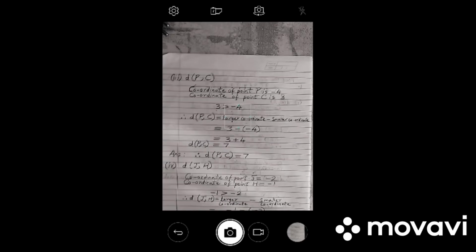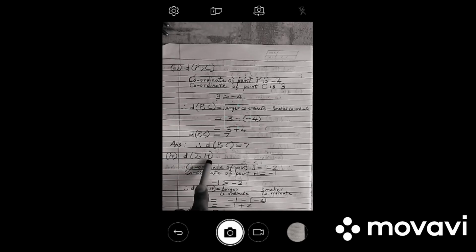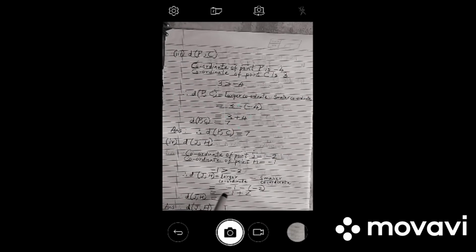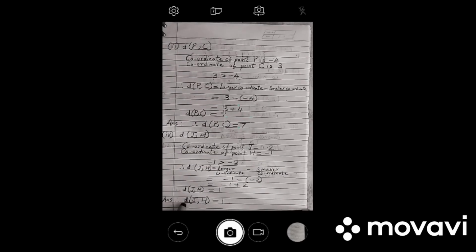Let us solve another sum, that is the fourth one. Distance JH. You have to find the distance of J and H. Therefore, the coordinate of point J is given as minus 2 on the number line and the coordinate of point H is given as minus 1. Therefore, we can see that minus 1 is greater than minus 2. Therefore, distance JH is equal to larger coordinate minus smaller coordinate. So, larger coordinate is minus 1 and smaller coordinate is minus 2. So, that is equal to minus 1 minus of minus 2 and that is equal to minus 1 plus 2. Therefore, distance JH is equal to 1. Therefore, we can conclude that distance JH is equal to 1 as the final answer.